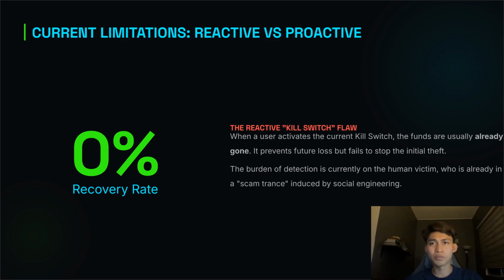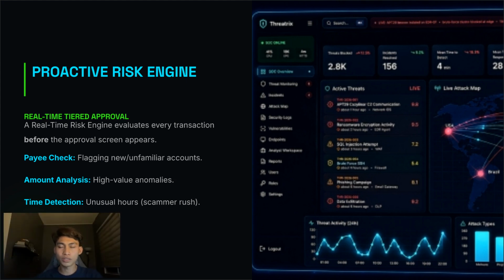But as we established, the victim is trapped inside high stress and panic. By the time the user clears their mind, realizes they have been defrauded, and manually triggers the kill switch, the transaction is already finalized and the money is gone. The recovery rate at that point is effectively 0%. So the reactive kill switch does not stop the initial theft, it only prevents subsequent follow-up damage. So we must fix this gap. Next is a proactive risk engine.